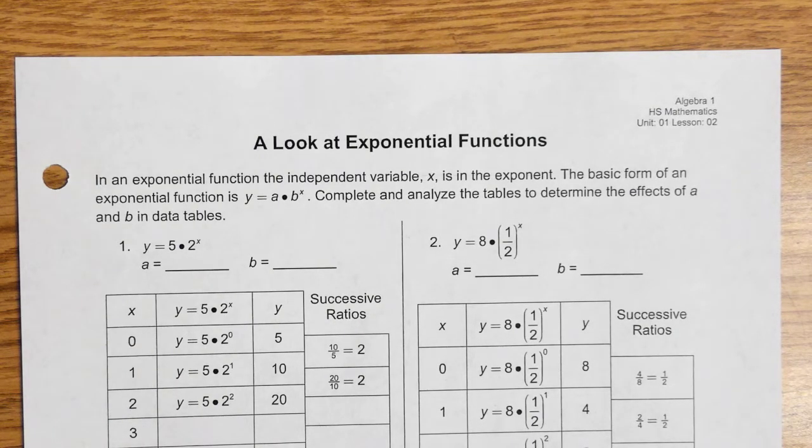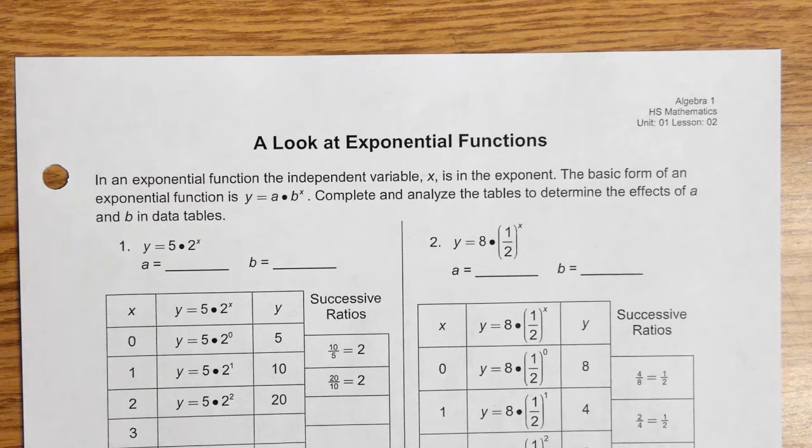Today we're taking our first look at exponential functions. So an exponential function, the independent variable x is the exponent. The basic form of an exponential function is y equals a times b to the power of x. Complete and analyze the tables to determine the effects of a and b in the tables.